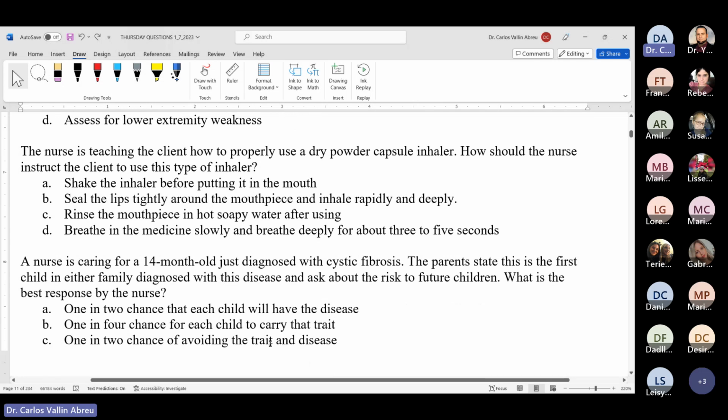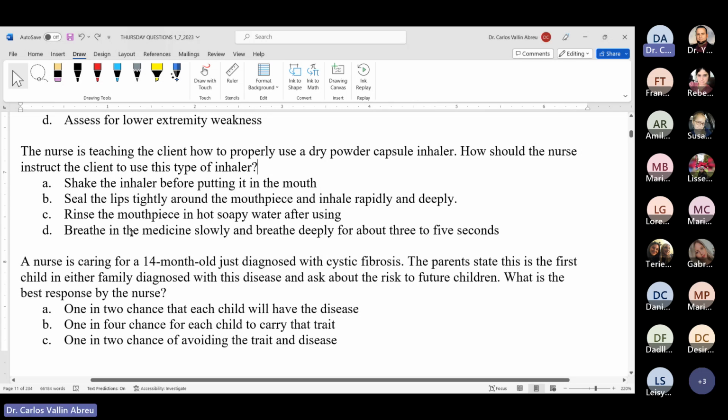The nurse is teaching the client how to properly use a dry powder capsule inhaler. A similar question is in English. How should the nurse instruct the client to use this type of inhaler? Shake the inhaler before putting it in the mouth. Seal the lips tightly around the mouthpiece and inhale rapidly and deeply. Rinse the mouthpiece in hot soapy water after using.